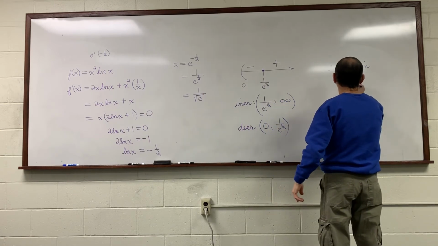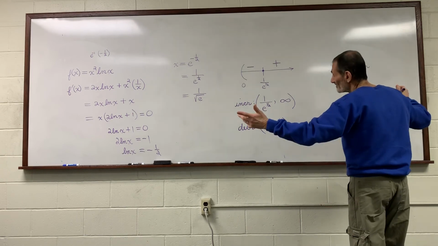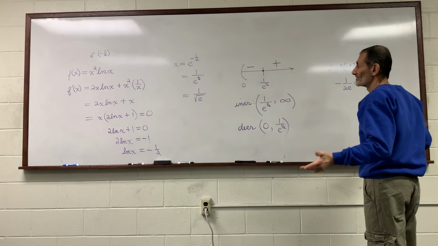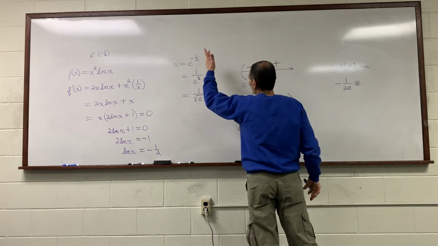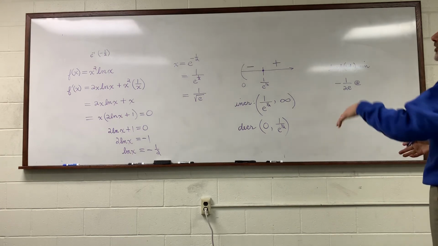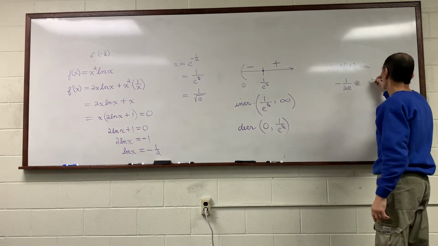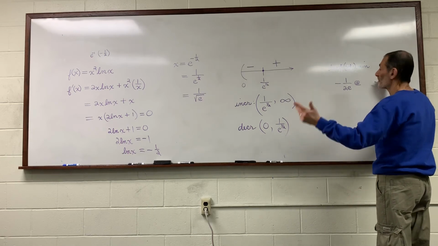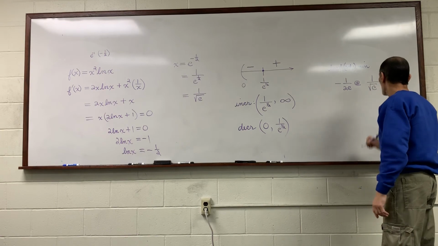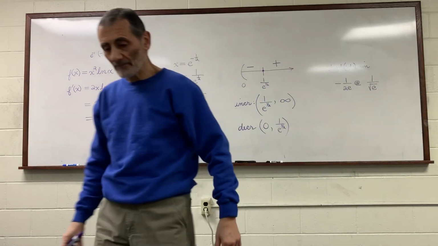Negative 1 over 2e. It's your choice. Any of them is as good as the other. And again, you see that I use whatever term makes it easy for me to do my evaluations. But if you want to call this 1 over e to the 1/2, or 1 over the square root of e, or e to the negative 1/2, I won't dock you whatever you choose.